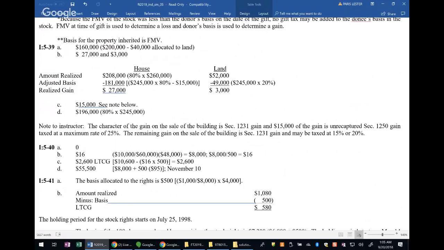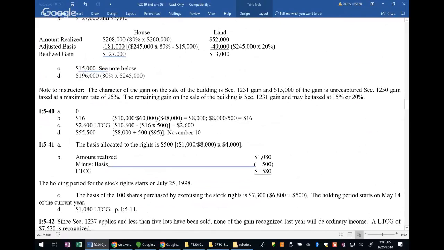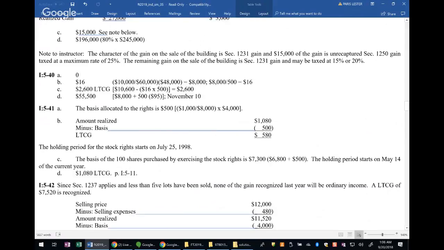Okay, if she sells the stock rights for $1,080, determine the amount and character of the gain. Well, you can see that our basis in part A was 500, right? Subtract 500 from 1,080 and she has a $580 gain. Now, the holding period of the stock rights starts when she bought the stock, 1998. Now, the basis of the 100 shares purchased by exercising the stock rights is 7,300. That's the 6,800 you paid for them, plus the 500 basis in the rights. And that holding period will start today.